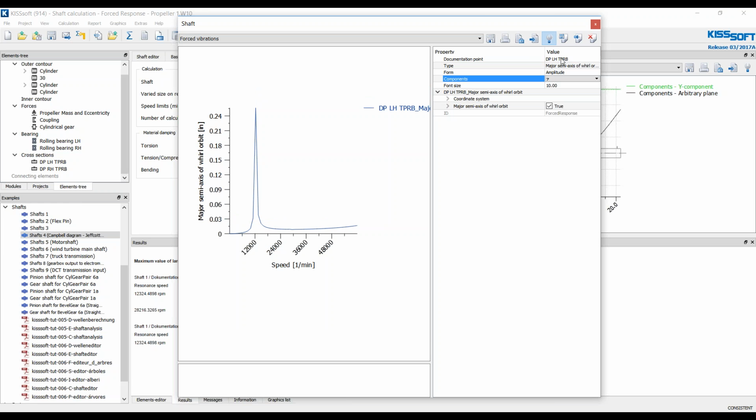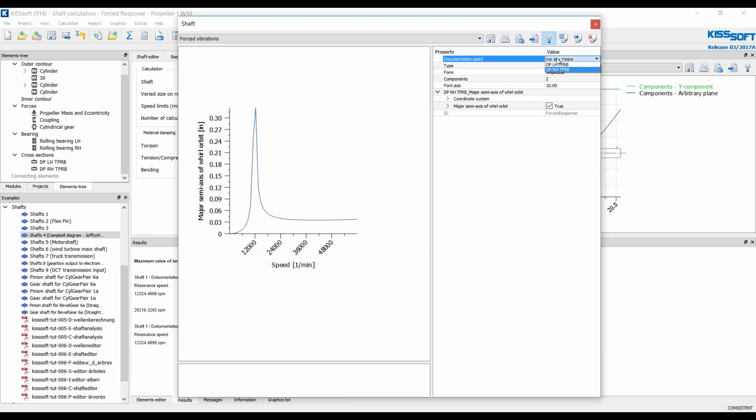And this is at my left-hand bearing right here. Now I can change this to my right-hand bearing, and you can see there's a difference there. It's even higher. We would expect it to be higher because that's where we would think the largest load would be. Now, so that's my displacement at this RPM, or this speed range right here.